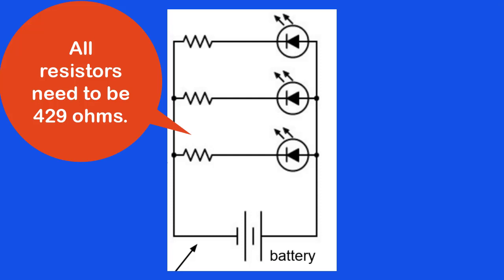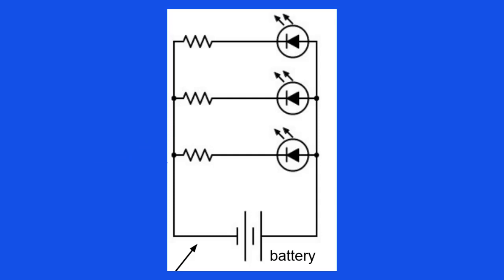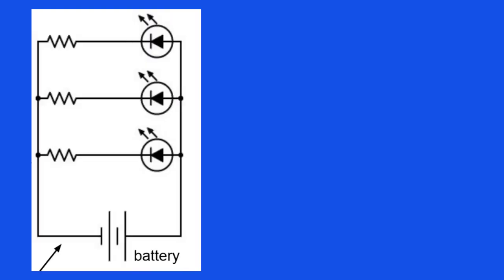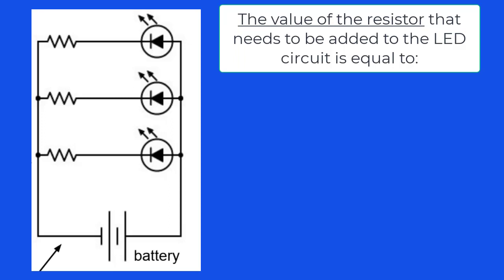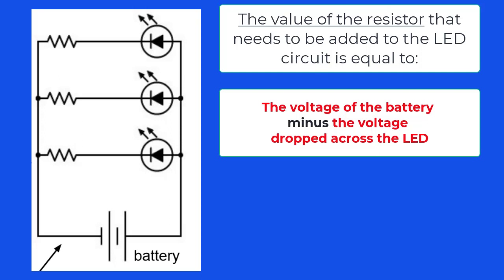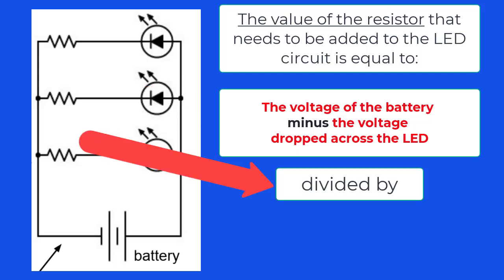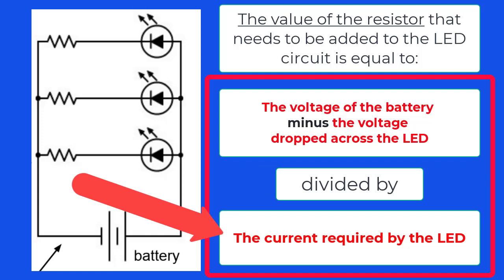So let's go over it one more time. The formula for determining the value of the resistor in an LED circuit is R equals E divided by I. That is to say, the value of the resistor that needs to be added to the LED circuit is equal to the voltage of the battery minus the voltage drop across the LED divided by the current required by the LED.